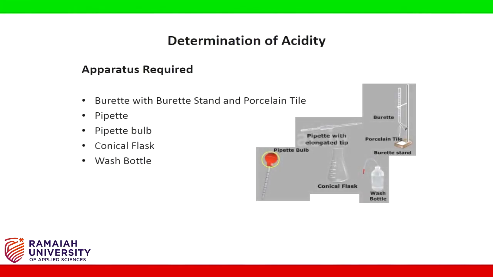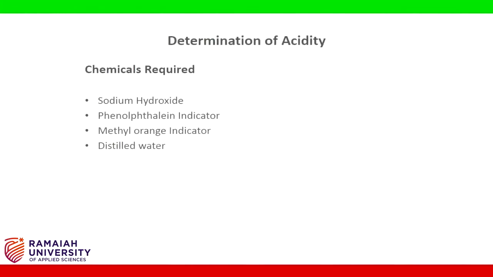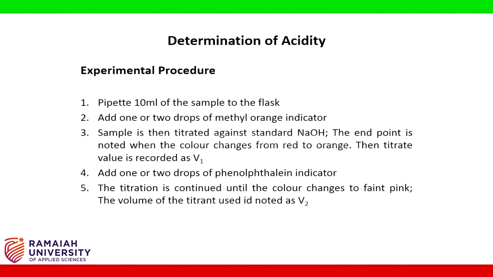Apparatus required: burette with burette stand and porcelain tile, pipette, pipette bulb, conical flask, wash bottle. Chemicals required: sodium hydroxide, phenolphthalein indicator, methyl orange indicator, distilled water. Experimental procedure: pipette 10 ml of the sample to the flask, add 1 or 2 drops of methyl orange indicator.